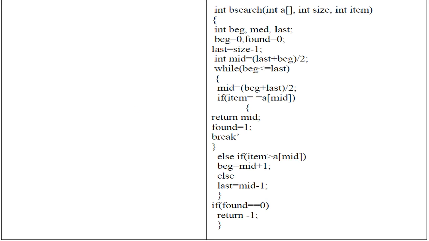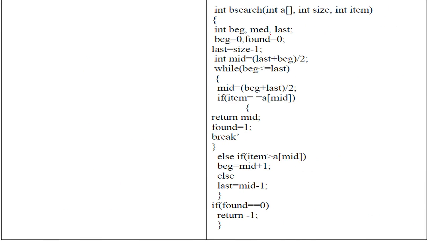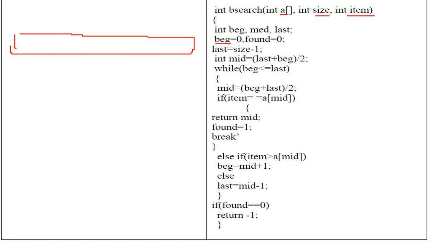So let us come to this function. This is very important. Now what does the function do here? This is binary search. This is A, this is size, this is item. So now let me show you like this. In the beginning, in the initial stage, the beginning is 0. So this is BEG. Let me write it as B only.